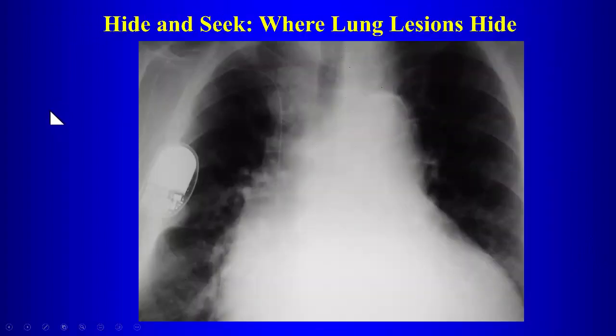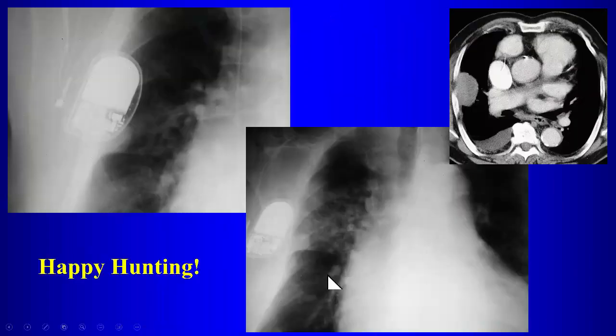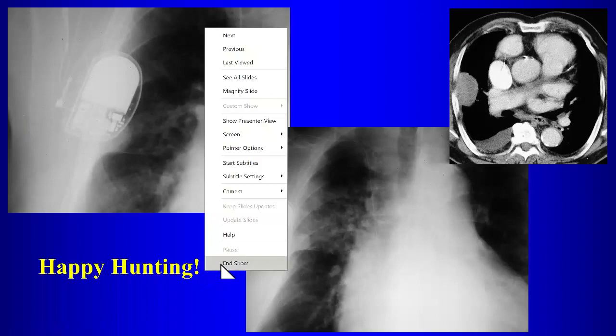Okay, so where's the lesion hiding on the first x-ray that I showed you guys at the very beginning? Opacity behind the ICD. Yeah, right there behind the pacemaker. There's a nodule. See? So, happy hunting. Hopefully you'll apply this.